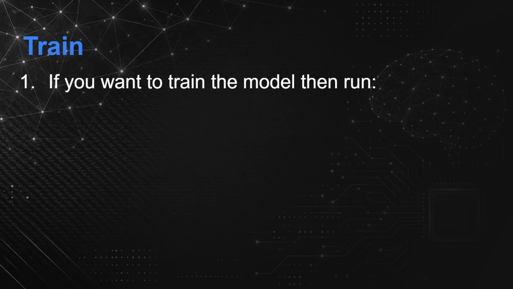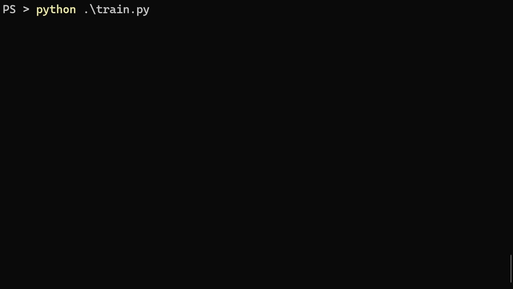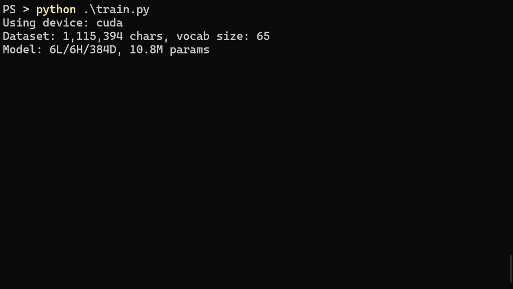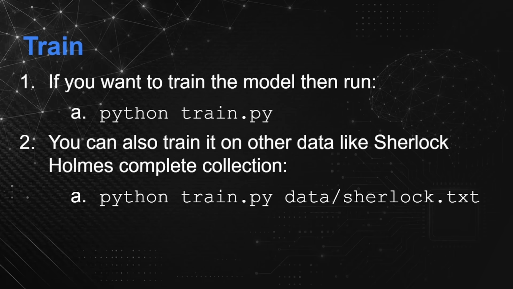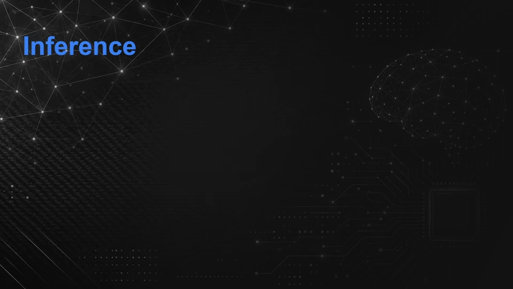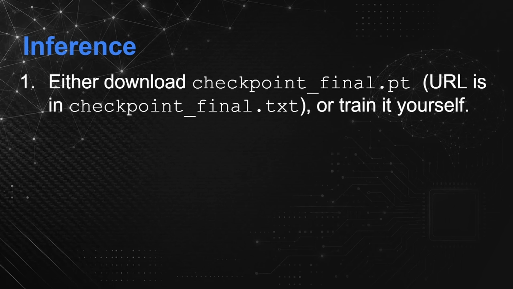Okay, let's carry on with the training. So if you want to train the model yourself rather than downloading the pre-trained one I've got, you just run python train.py and that would automatically go and look for the Shakespeare file and train on that. If you want to use your other files, like the Sherlock Holmes complete collection, then you specify that as a parameter, so data/sherlock.txt. Now, once that's done, as I say, it could take a few minutes or it could take a few hours, depending on the hardware you've got.